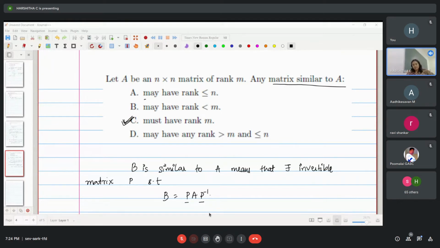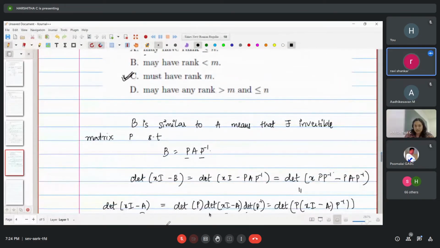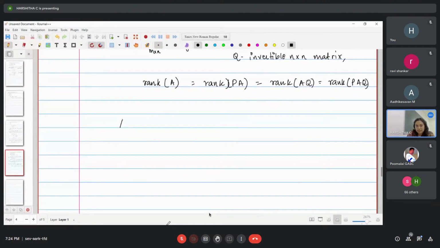A student asks how to get a similar matrix. You take any invertible matrix. Suppose you have a matrix A and you want matrices which are similar to A. What will you do? You take any invertible matrix and you multiply it like this: P A P inverse. Okay, got it.